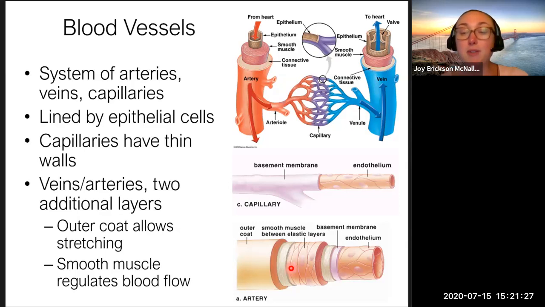So the smooth muscle that constricts and relaxes regulates blood flow in response to signals from the brain. So you may have heard that, oh, after you eat, the blood rushes to your stomach to help you digest your food, and that's kind of true. And in this way, this is how you regulate the direction or the amount of blood flow, is through smooth muscles in the outer layers of your veins and arteries.